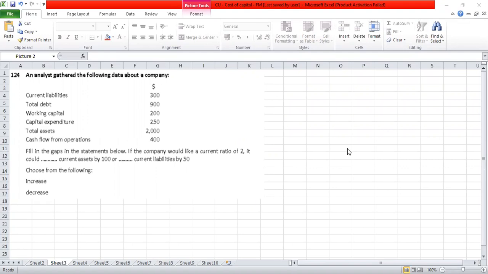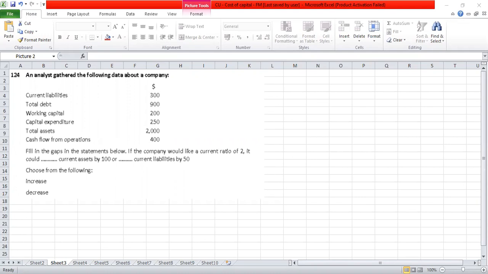There is a question here on the screen, 124. An analyst gathered the following data about a company. We have current liabilities, total debt, working capital, capital expenditure, total assets, cash flows from operations. Fill in the gaps in the statements below. If the company would like a current ratio of 2, it could dash current assets by 100 or dash current liabilities by 50. So there are only two options given, increase and decrease.